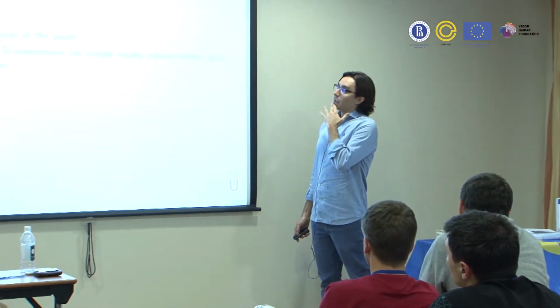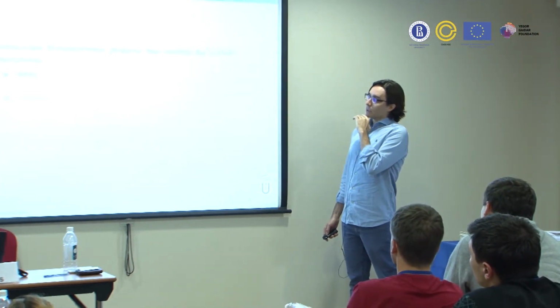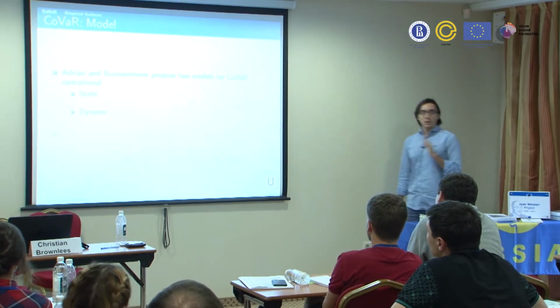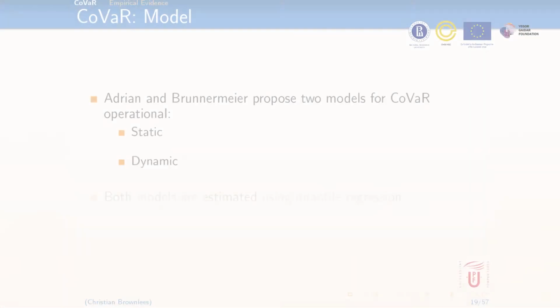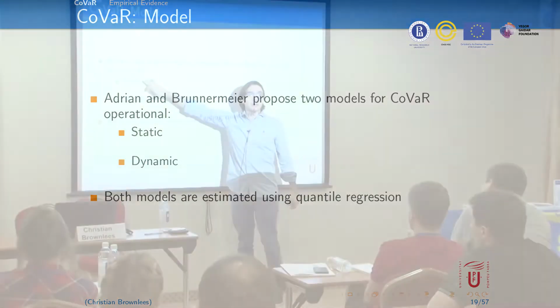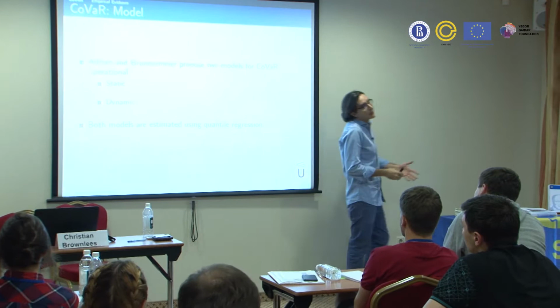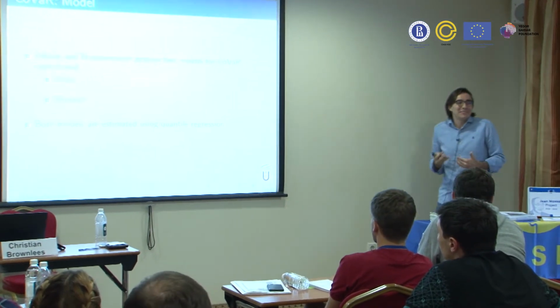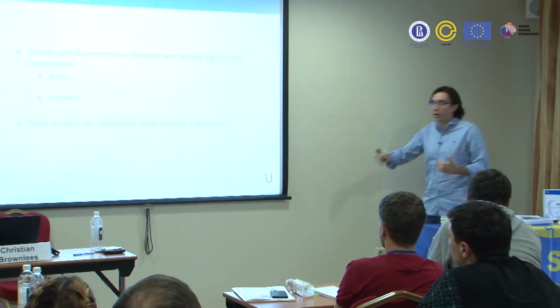In the CoVaR paper, what Adrian and Brunnermeier do is propose a fairly straightforward estimation approach for CoVaR, which is based on quantile regression. And they put forward two types of methodology. One is called static, one is called dynamic. The static one just doesn't take into account the time variation you might have in CoVaR.